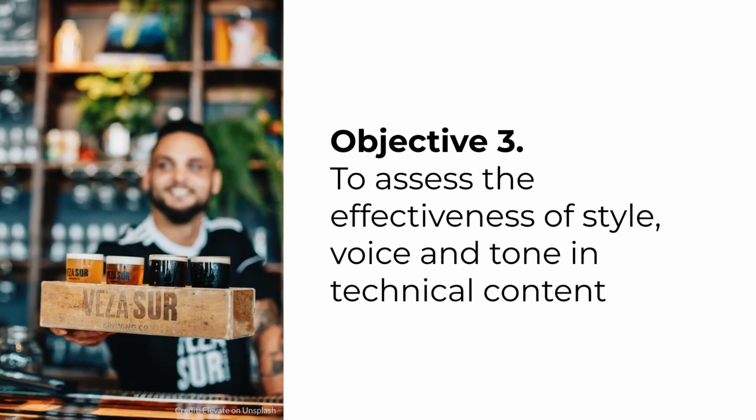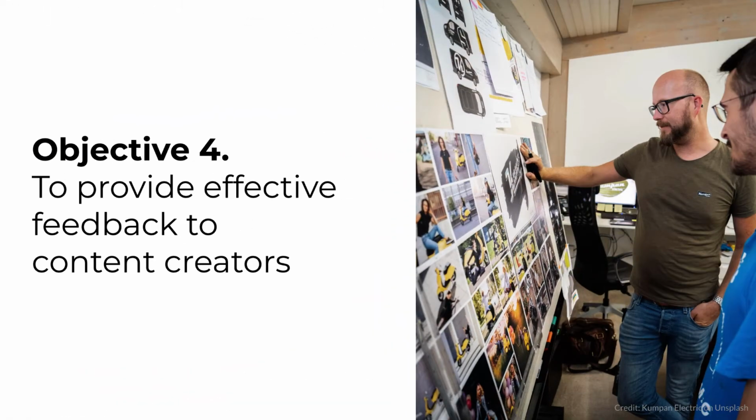The third objective is for you to assess the effectiveness of style, voice, and tone in technical content. This goal is directly linked to Objective 2. To manipulate style, voice, and tone, you must be able to assess its effectiveness within its rhetorical context. You'll learn one specific testing technique in Module 6. The fourth objective is for you to provide effective feedback to content creators. Much of the work TechCom pros do is editorial, so you'll practice techniques for giving feedback in many peer review activities starting in Module 2.